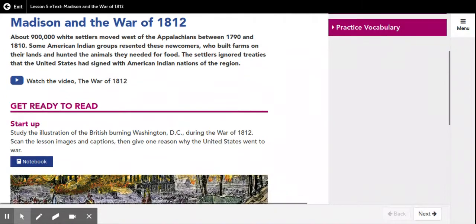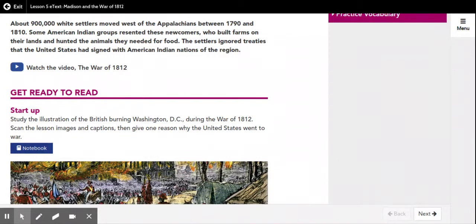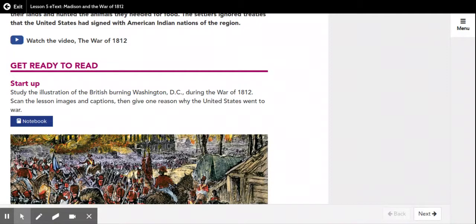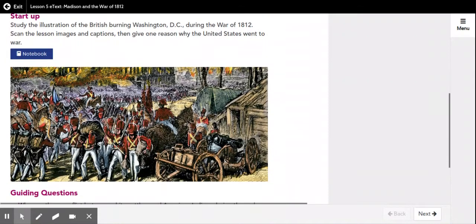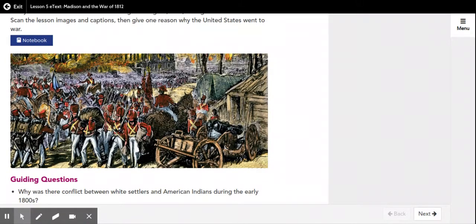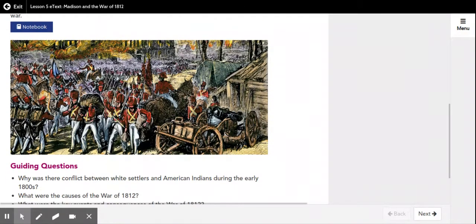Get ready to read. Start up. Study the illustration of the British burning Washington, D.C. during the War of 1812. Scan the lesson images and captions. Then give one reason why the United States went to war.